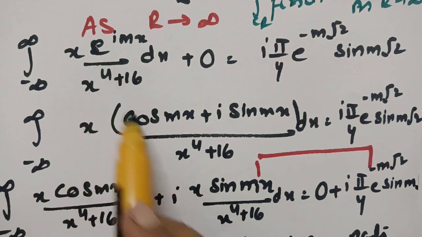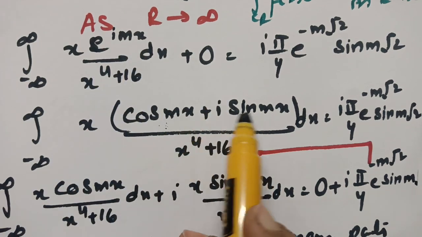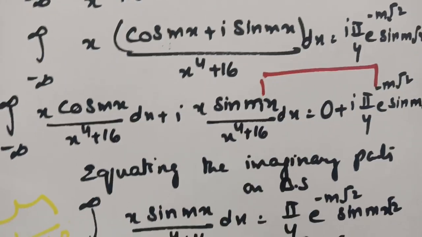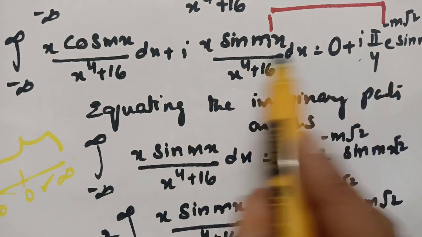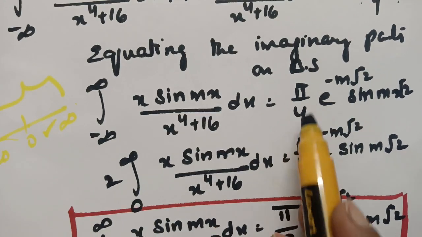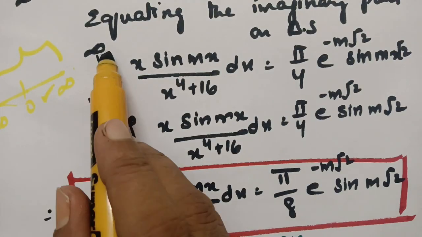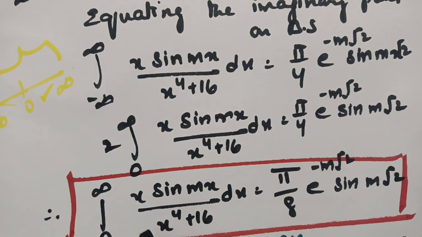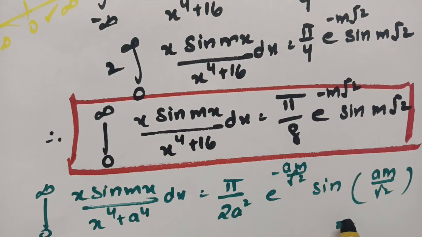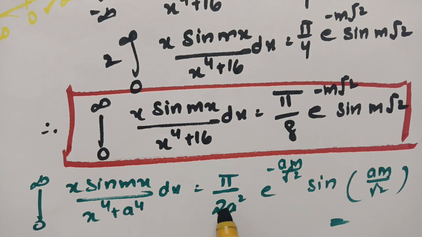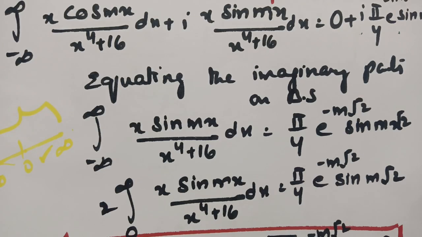And here, e to the power i theta can be written as cos theta plus i sin theta. If I multiply and equate the imaginary parts, this is i and this is i. If I equate these two, I'll get pi by 4. The result from minus infinity to plus infinity is the same as 2 times the integral from 0 to infinity. I'm sending 2 to the other side, and this is the final answer, and this is a general formula. See here, this is how we have to solve.